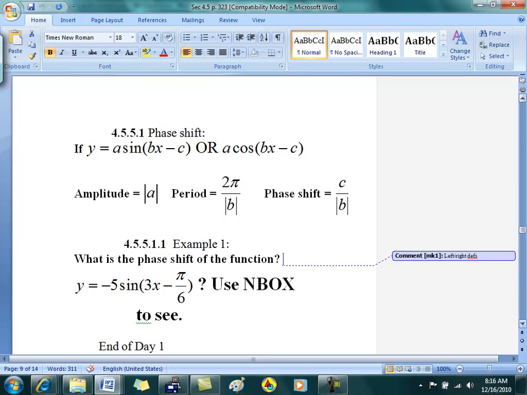So there are your three formulas for the various things in sine and cosine. You've got your amplitude equation, your period equation, and the difference that we got, like 0.4, is called a phase shift. There's a formula for phase shift. What I want you to do is answer amplitude, period, and phase shift for this equation: y equals -5 sine 3x minus pi over 6. You can use your graphing calculator as well to see.